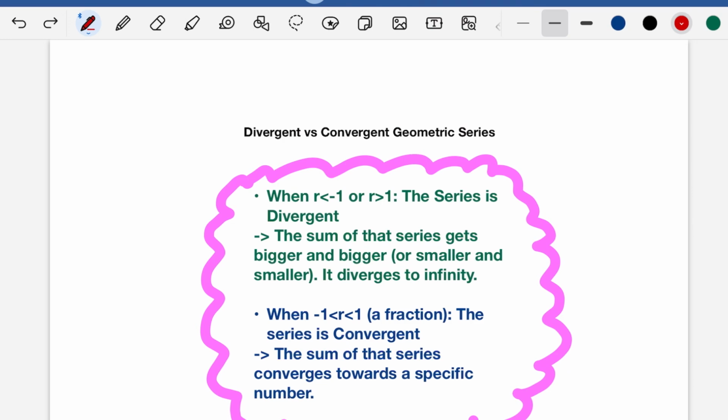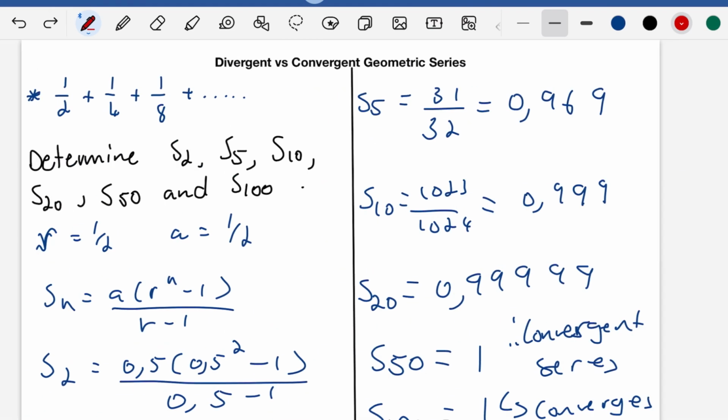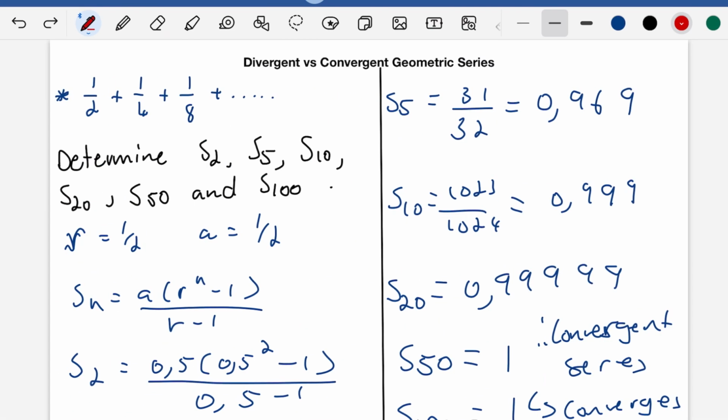Here's the summary. Whenever r is a whole number, like if it's bigger than 1, okay, it doesn't have to be a whole number. As long as it's bigger than 1 or less than -1, then the series will be divergent, okay? The sum of that series gets bigger and bigger. It diverges to infinity. But if r is a fraction, in other words, if it's between -1 and 1, then that series is convergent. The sum of that series converges towards a specific number, like this one that converged towards 1. The more sums we add, the closer and closer the sum got to 1.